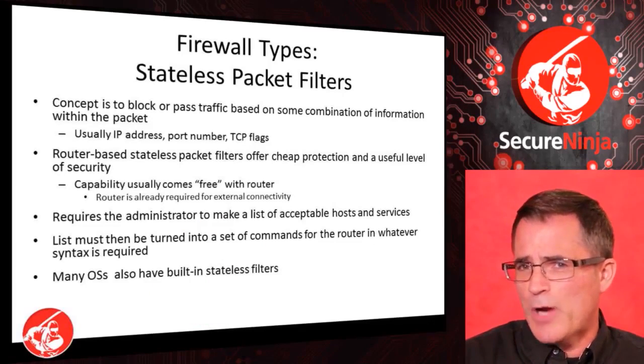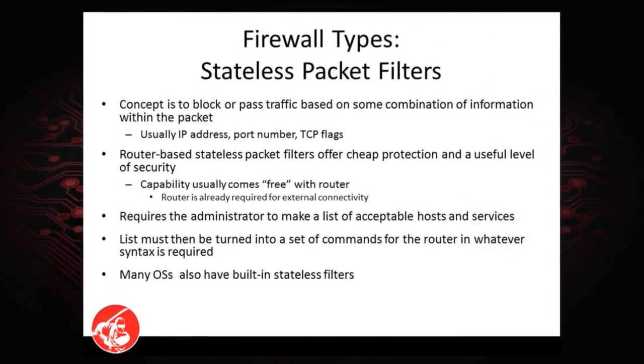So we've got some types. We talked a little bit about a router, and an access control list is what we call a stateless firewall. When we're doing our testing, we want to know if we're up against a stateless firewall, because stateless packet filters or routers only understand the concept of the packet that it's currently looking at. It usually blocks or passes traffic based on some combination of information within the packet, usually the IP address, the port number, or the flags in the transmission control protocol, TCP.